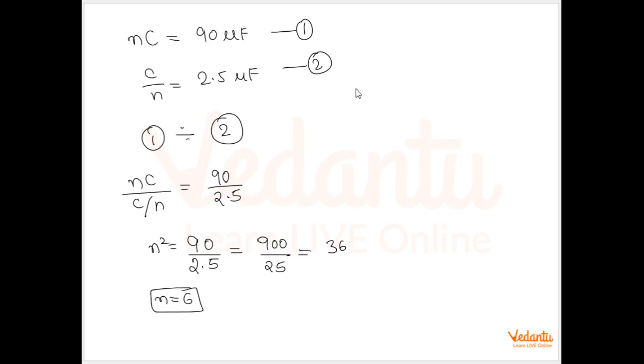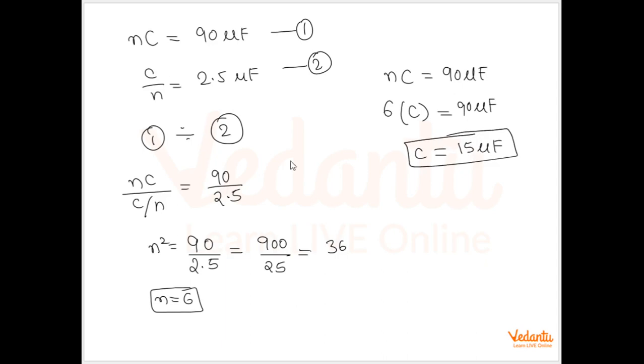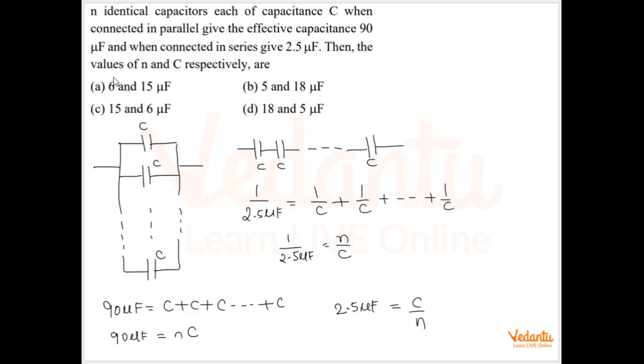And my dear bachcha log, I can write out N into C is equal to 90 microfarads. So I will write down 6 into C is equal to 90 microfarads, which gives me C is equal to 15 microfarads. So N will be 6 and C will be 15 microfarads. Option A will be the correct answer.